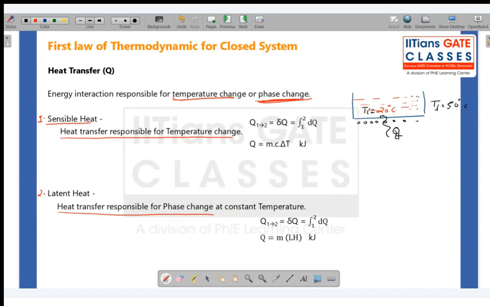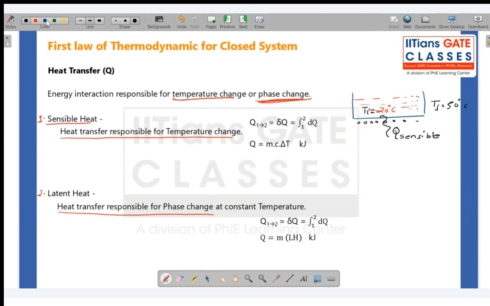So what is this heat that is getting transferred? Quickly, answer in the chat. Sensible heat. Yes, sensible heat. Very nice.